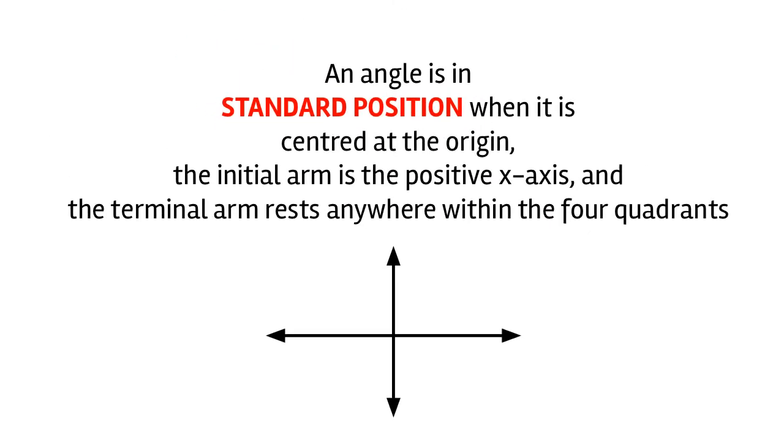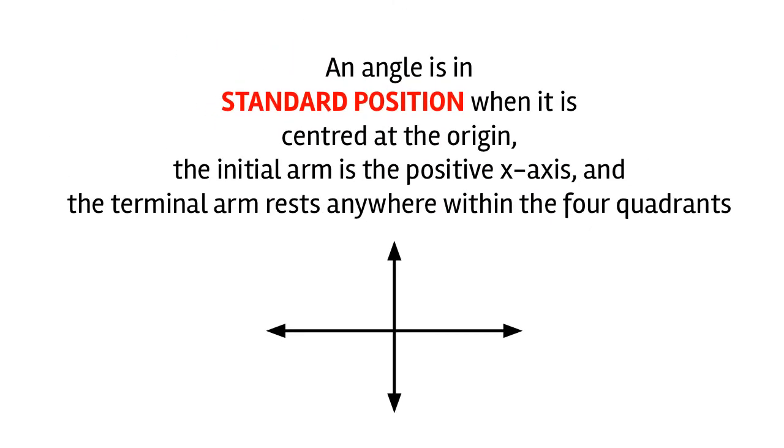Okay, so first things first is talking about how it is that we draw angles in the Cartesian plane. We call this standard position. An angle is in standard position when it's centered at the origin. So that means that the angle part is here. This is where the corner of our angle will be, and we'll build off of that.